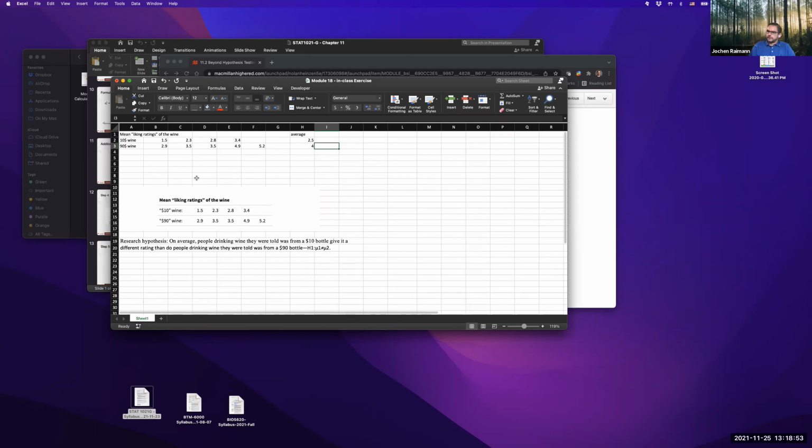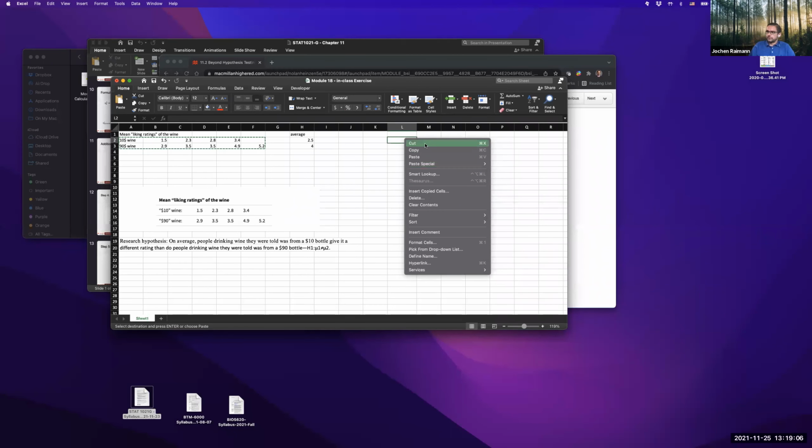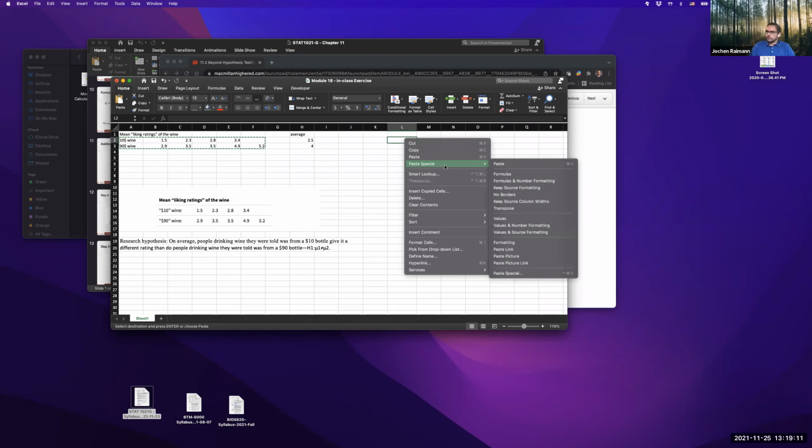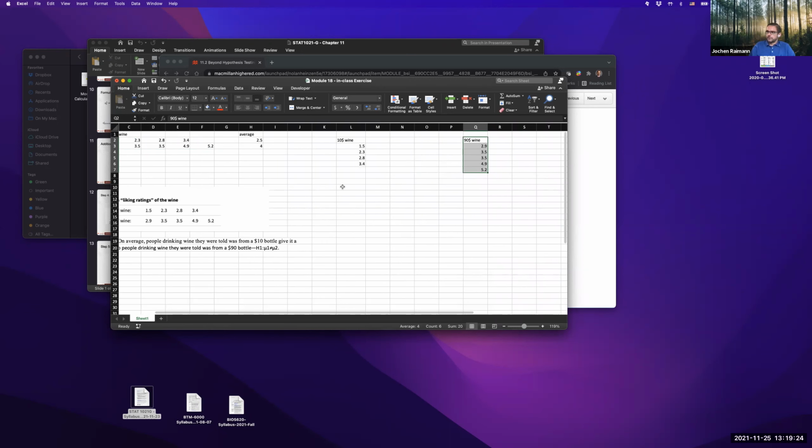So again, this is the in-class spreadsheet that we have seen. It's straightforward. We're just going to quickly transpose this data. For transposing, you right click on the cell where you want the data to go, choose Paste Special, and select Transpose. It basically turns the data from a wide format into a long format. Then essentially it's business as usual.